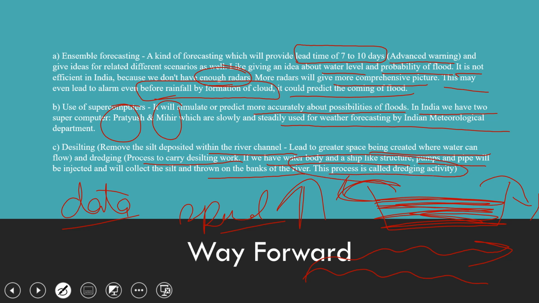So this explains how we can do the desilting process, like if we can pump through pipes, as we pump out petroleum, similarly we can use a device in desilting, where it will pump out the silt or the sediments present in the river bed. Okay, that is the desilting process.